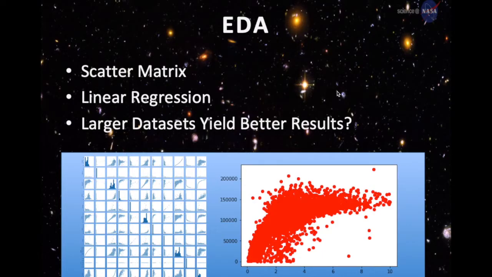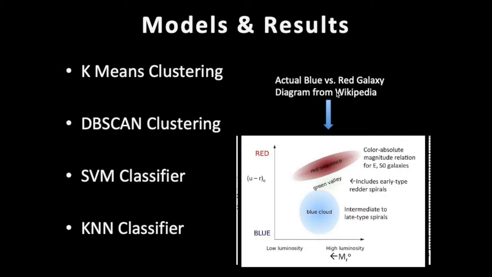In the end, we have found that larger data sets did not lead to better results. Adding more data points did not increase our r-squared value, neither did it yield a more accurate value for the Hubble parameter. Moving on to our clustering and classification models, we do a k-means clustering and a DBSCAN clustering in effort of separating different types of galaxies. And here is an actual diagram from Wikipedia of blue versus red galaxies.